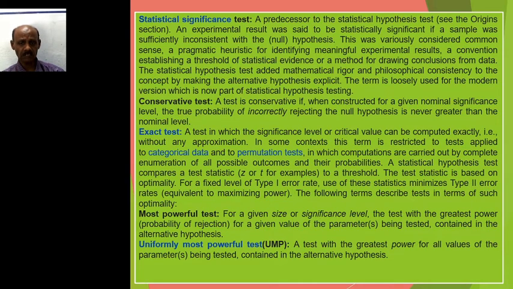Next one is conservative test. A test is conservative if, when constructed for a given nominal significance value, the true probability of incorrectly rejecting the null hypothesis is never greater than the nominal value. Next one is exact test. A test in which the significance level or critical value can be computed exactly, that is, without any approximation. In some contexts, this term is restricted to tests applied to categorical data and permutation tests, in which computations are carried out by complete enumeration of all the possible outcomes and their probabilities.